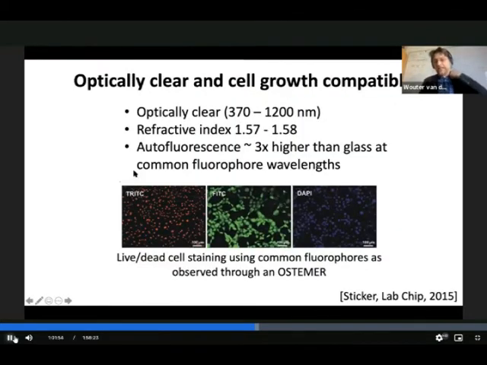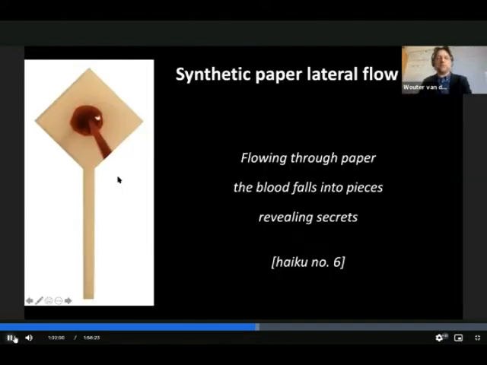It's also optically clear, with a high refractive index. We tested it for optical purposes as optical waveguides. You can grow cells on it. It's a very versatile material. We're using this material now for purposes such as, in the next part, one format I'm going to talk about. It's called synthetic paper. And we use the synthetic paper to create lateral flow diagnostic tests.